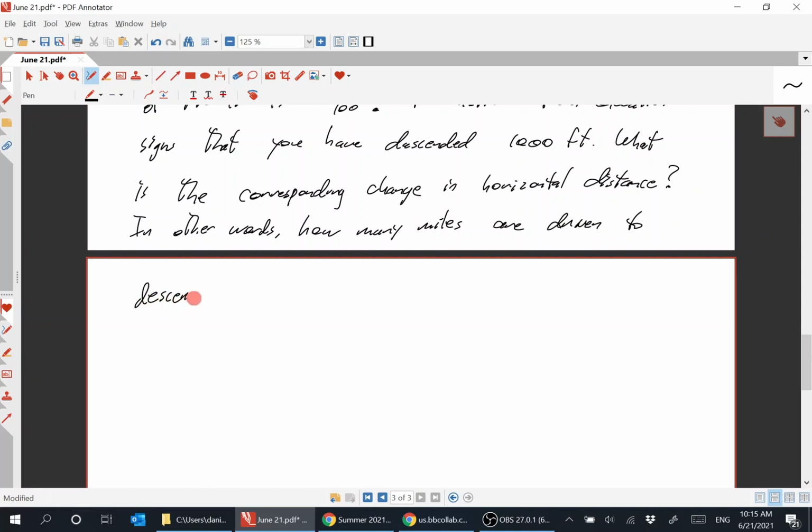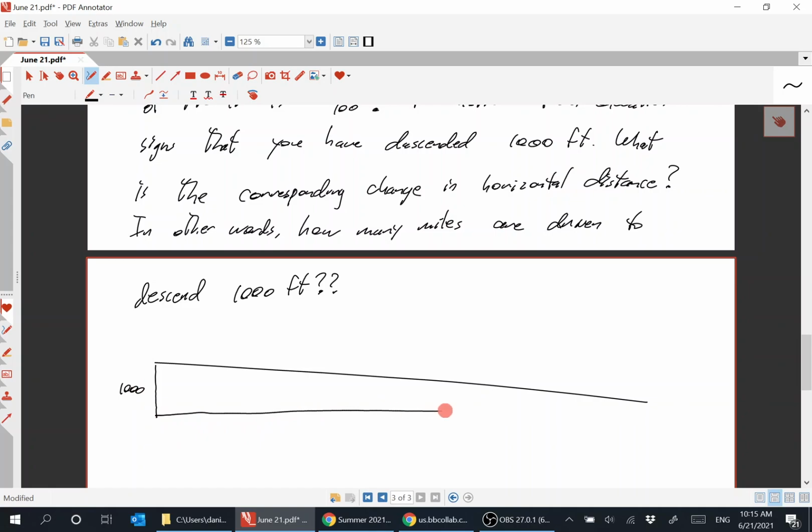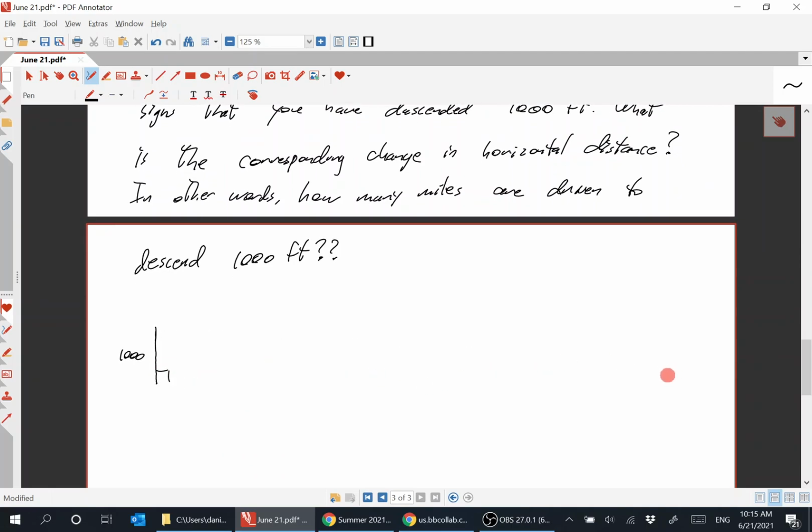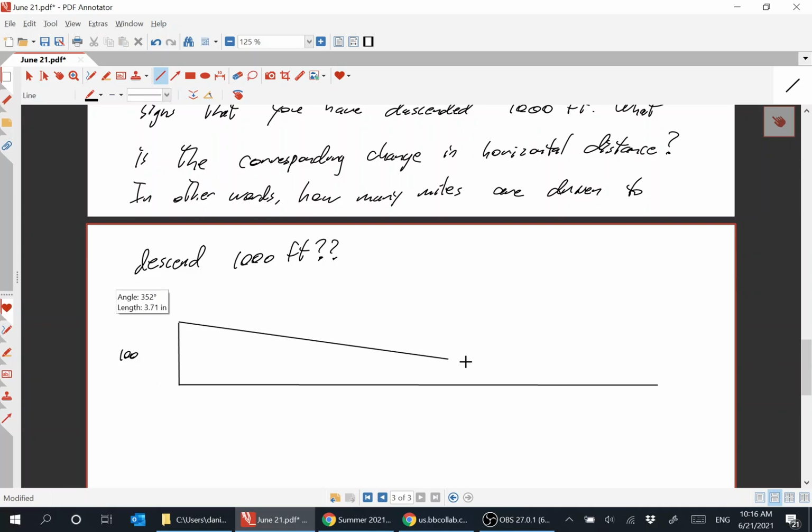To descend 1,000 feet. All right, so you've got this road, it's sloping downward. And we've gone down 1,000 feet. And we're wondering, what is the corresponding change in the horizontal distance. Let me see if I can draw a better triangle here. So we've gone down 1,000. So the rise or the fall was 1,000. And what is the corresponding run value? So what is the change in x that corresponds to that, where this slope is equal to minus 6 over 100?